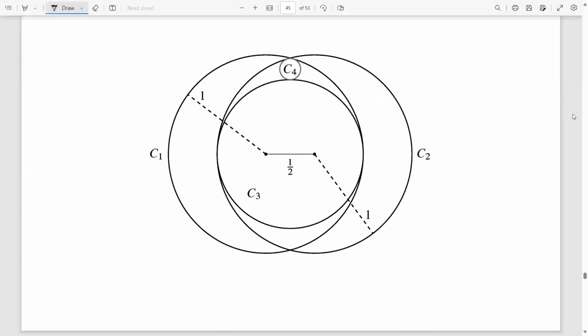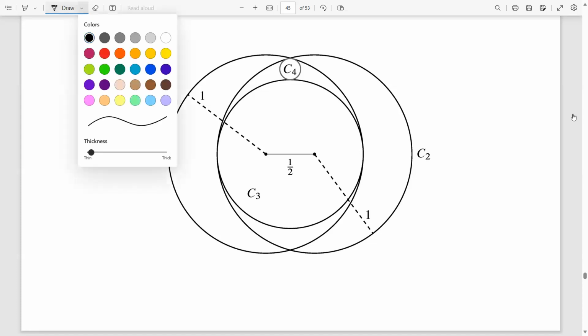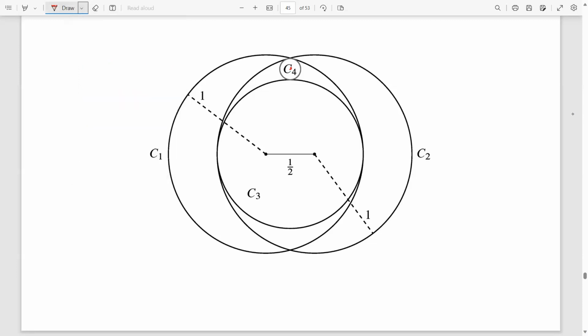So for this problem, we're going to want to draw some different segments in order to form an equation that involves the radius of C4 so that we can solve for the radius. One natural thing we can try doing is connecting the center of C4 to the midpoint of the segment whose endpoints are the centers of C1 and C2. So this point right here.